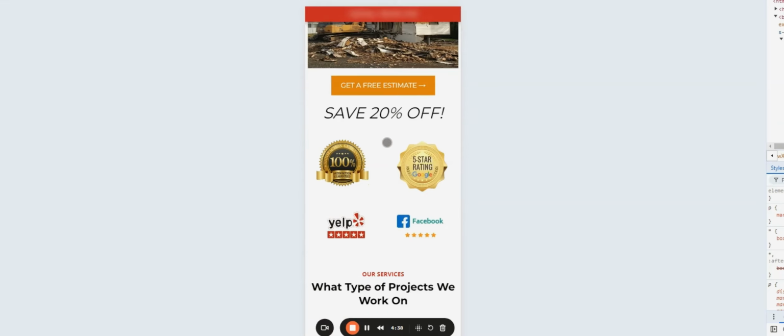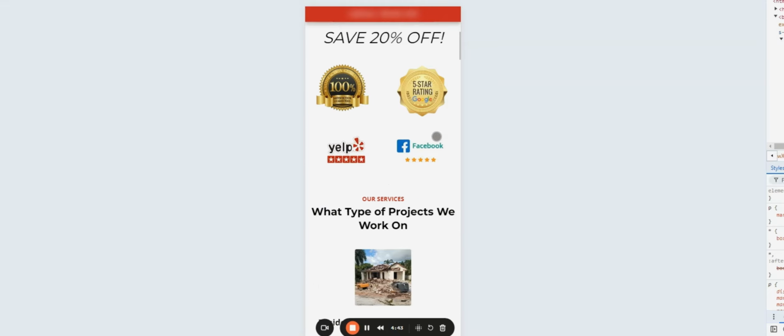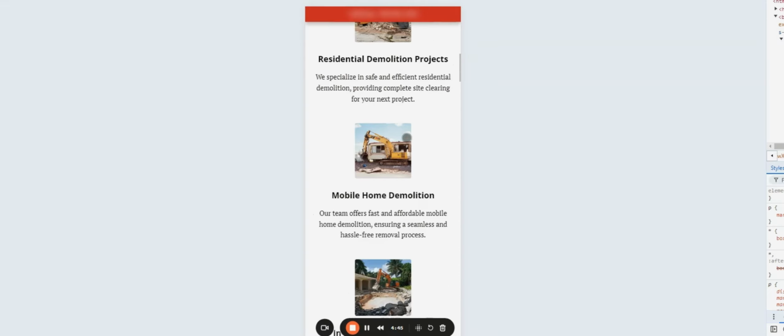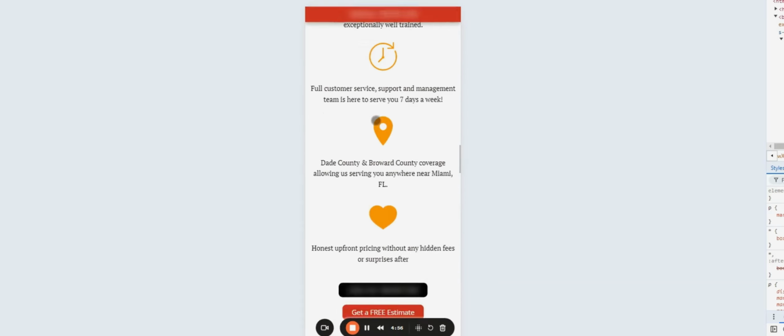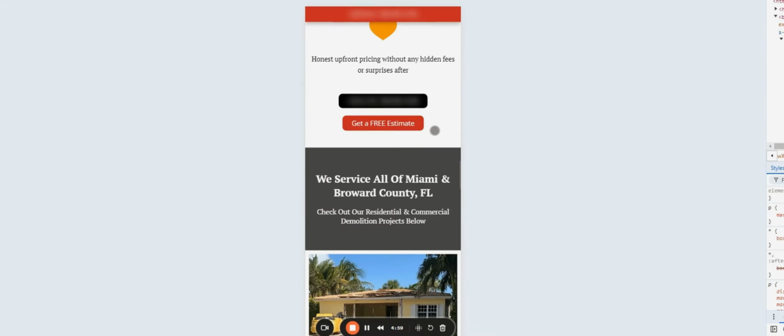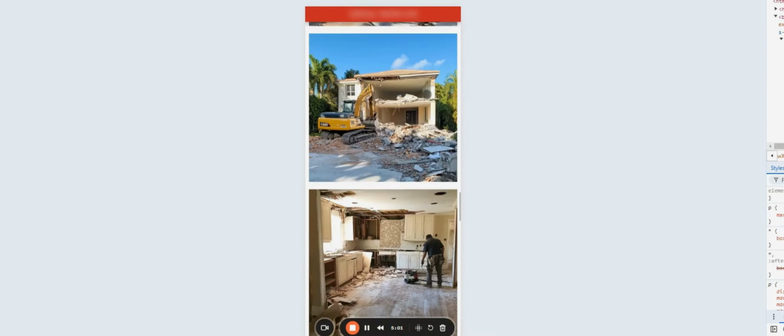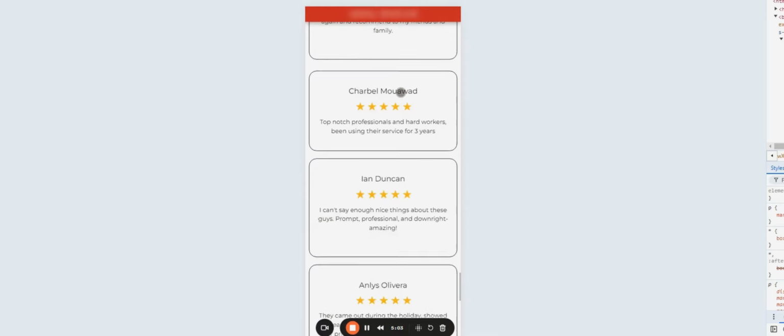Next, we have additional trust factors. So 5-star rating on Google, 100% satisfaction, 5-star on Yelp, 5-star on Facebook. And then we've got the different projects that they work on, as well as a call button here and a free estimate with a pop-up, 10 years of experience, talking about the company, another picture showing a demolition, just additional benefits, call to action here, more information and more pictures, reviews, call to action here, and then frequently asked questions with the last call to action here.